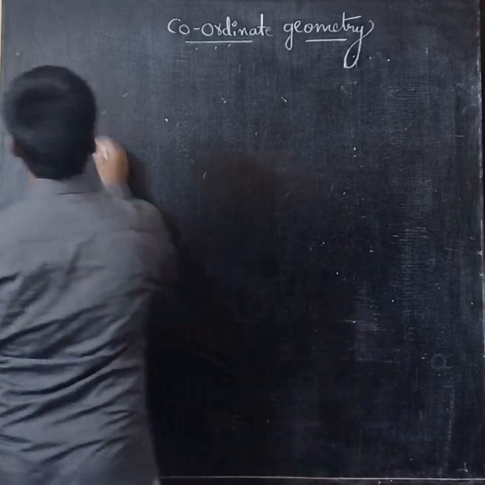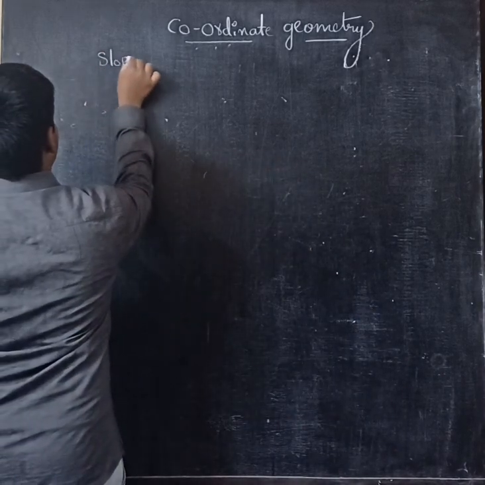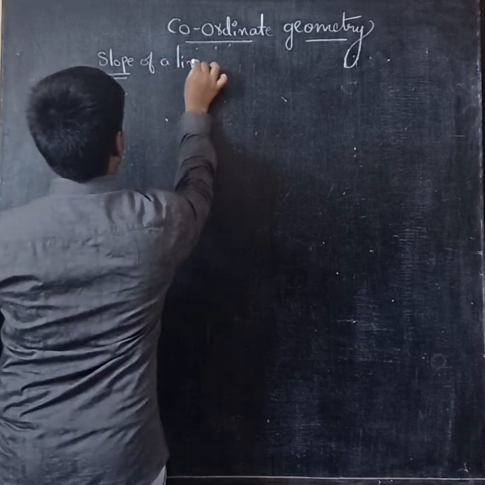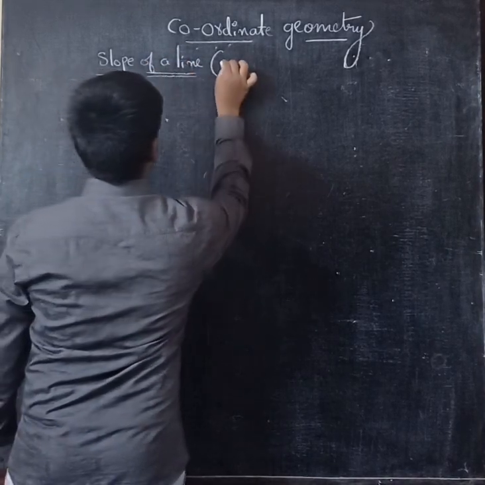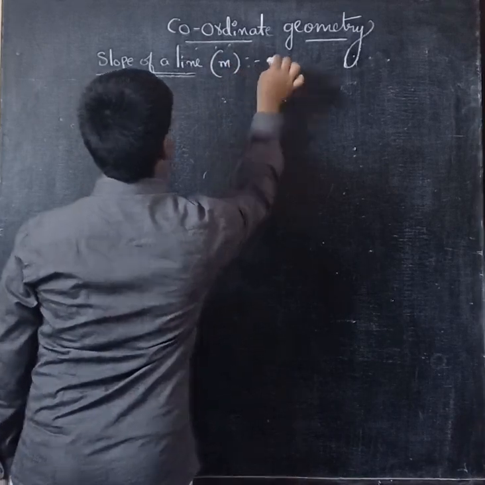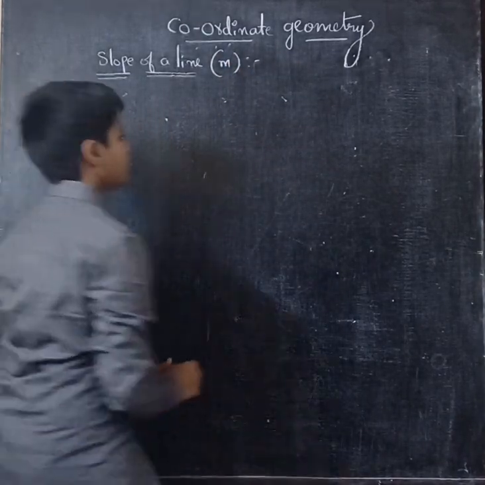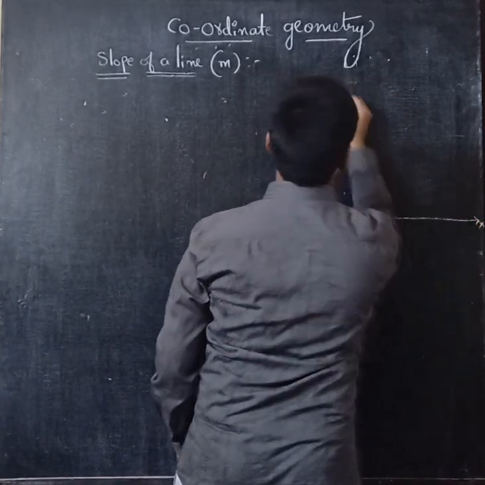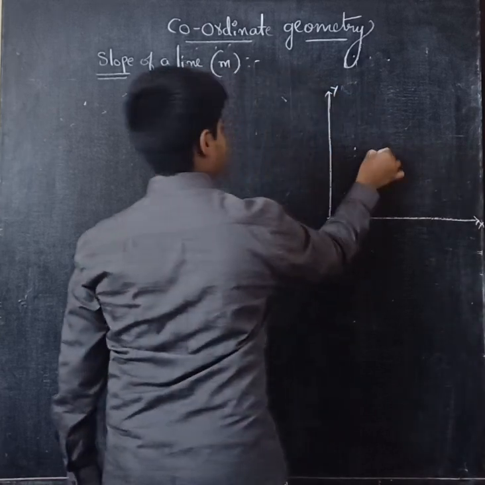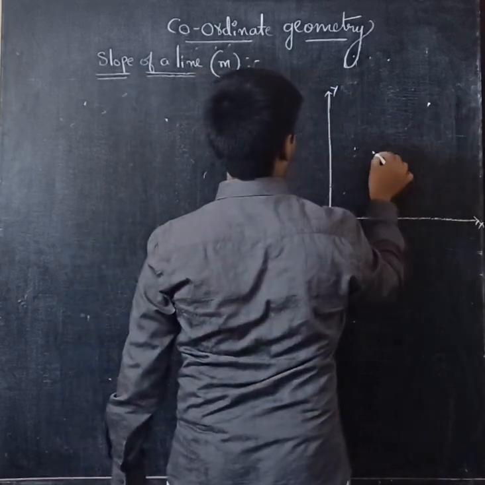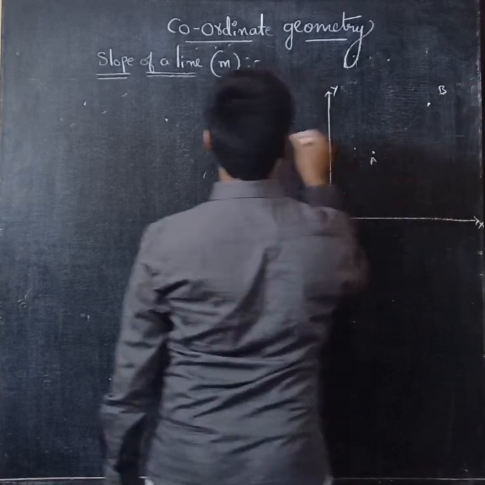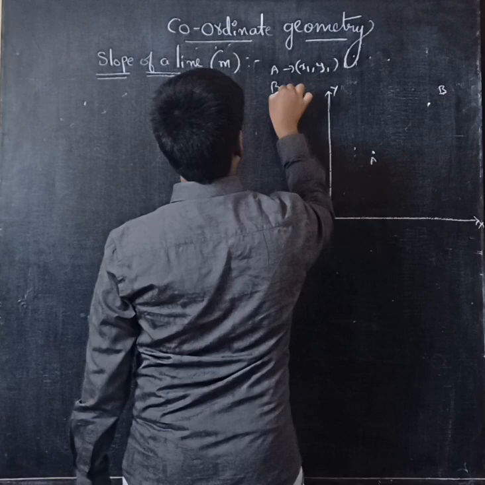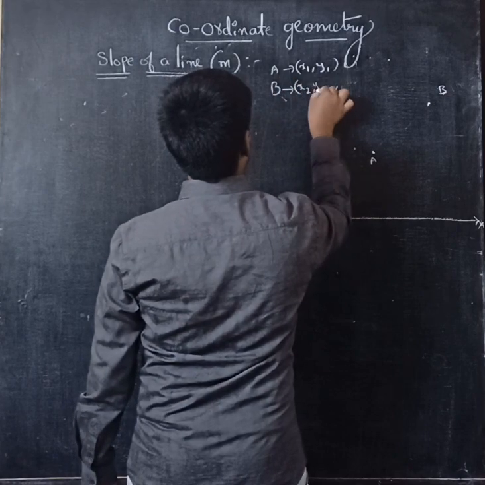And the next one, slope of a line. Slope of a line is represented by m. Here, slope of a line means, if I take a coordinate axis like this, x and y, and this is a point A, and this is B. A is x1 comma y1 and B is x2 comma y2.